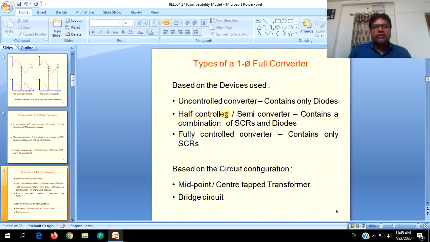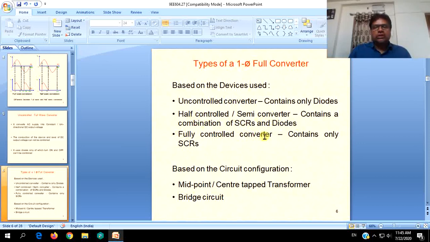Next one is half controlled or semi-controlled or semi-converter, which contains a combination of SCRs and diodes. An SCR and a diode will be acting together in tandem. So only one SCR can be controlled, whereas a diode which is conducting in follow-up with the SCR cannot be controlled. This is half controlled converter.